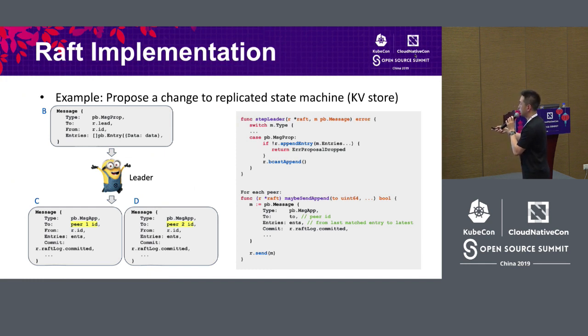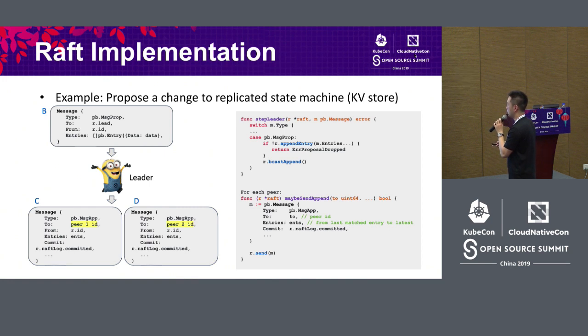Now it's here. Let's look at step leader's function. Again, this is the message B here, and it's of this type, message prop. So let's see what leader does. It first appends all the entries from this message to its own raft log. This is what it does. And then this function tries to append its raft logs to other raft nodes in this cluster. So let's say we have two other nodes in this cluster.